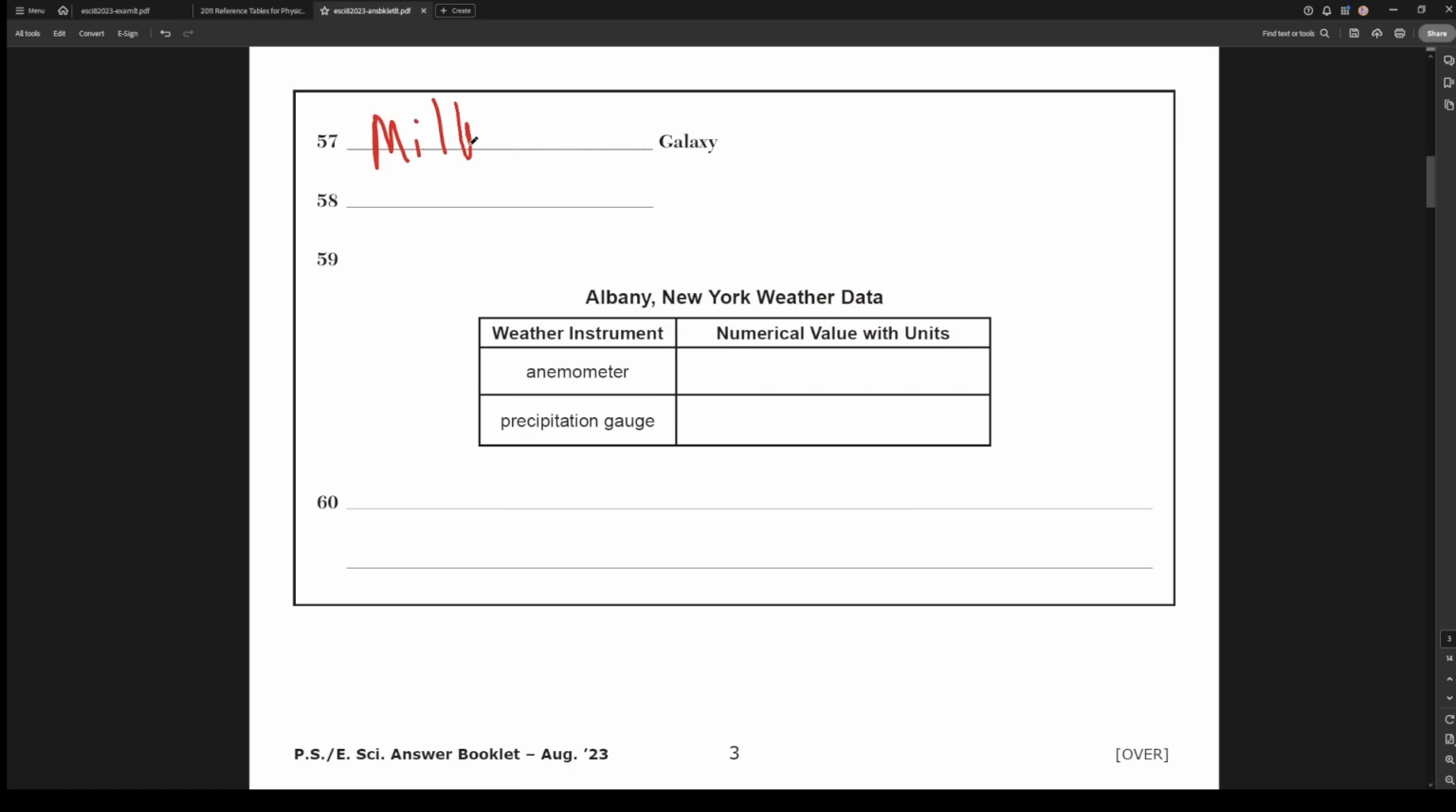Which makes me want a Milky Way, even though it's 9 o'clock in the morning.